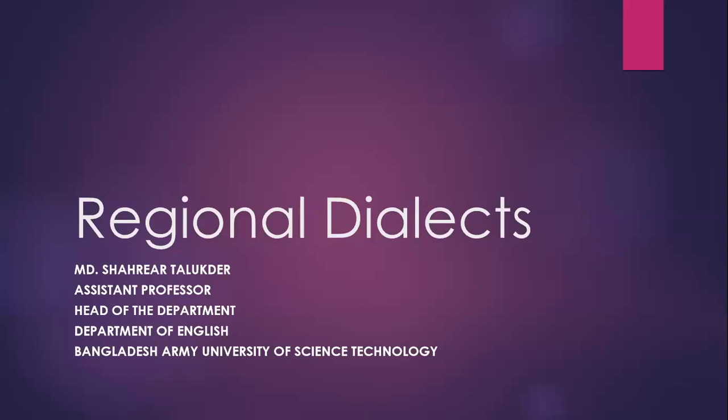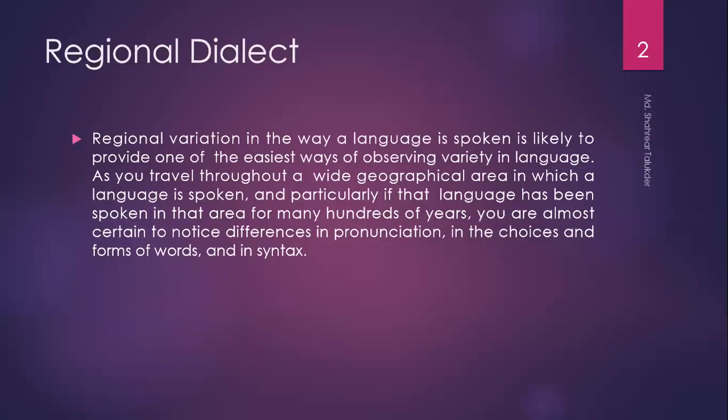Now we are going to talk about regional dialect. So far we have understood what dialect is. Now you can see in the first slide, it says that regional variation in the way a language is spoken is likely to provide one of the easiest ways of observing variety in language. So regional variation, especially in our part of the world, Bangladesh, we have seen that different parts of Bangladesh use different kinds of dialectal variation. So these regional variations help us to observe the variety in language, right?